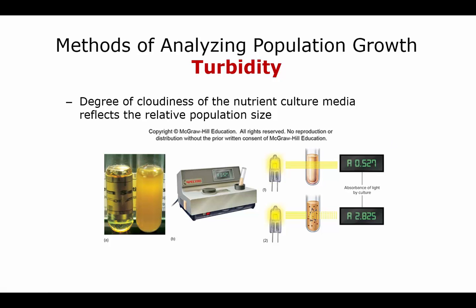Now, to analyze population growth, you can look at turbidity, which is how cloudy the nutrient culture medium gets. Because as the microbes grow in it, and their numbers increase, it's going to get cloudier and cloudier and cloudier. That's the turbidity. And you look here in figure A, you see how clear that is, but in figure B, how cloudy, how turbid that is.